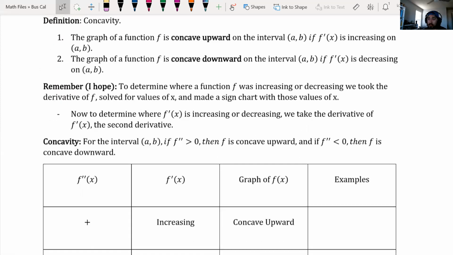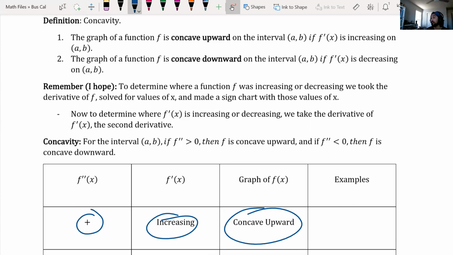Okay, number one, the graph of a function is concave up on some interval AB if the first derivative is increasing on the same interval. What that means is that, looking at the chart below, if the second derivative is positive, this means that the first derivative is increasing, which means that the graph of the original function is concave up. And examples of a concave up graph look like this. Okay, so if the second derivative is positive, the original function is concave up.